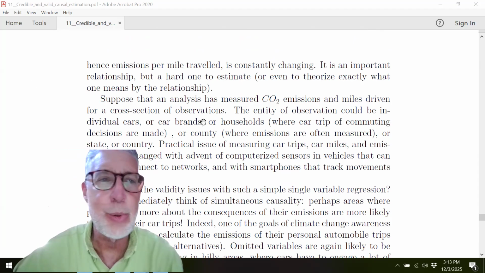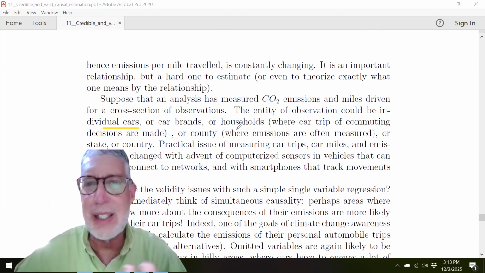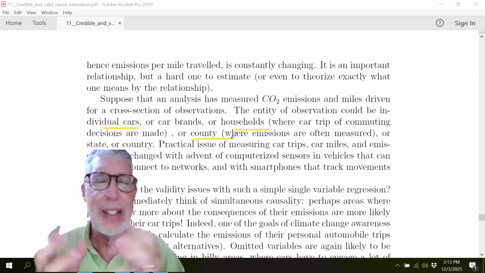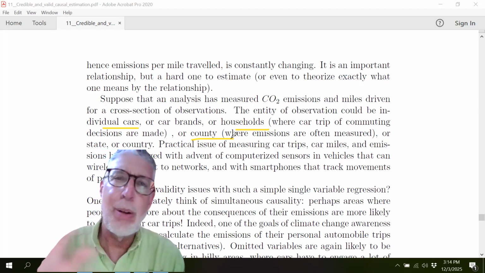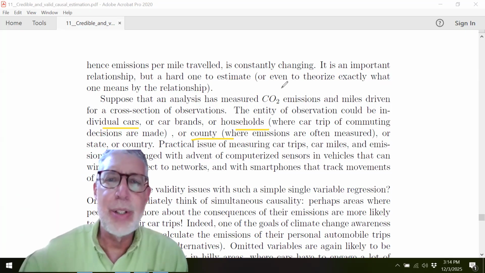We have a lot of problems with what the entity of observation is here. Is the entity cars? Is the entity households? Is the entity the county? What exactly is the entity that we're observing in its relationship between amount driven and CO2 emissions?